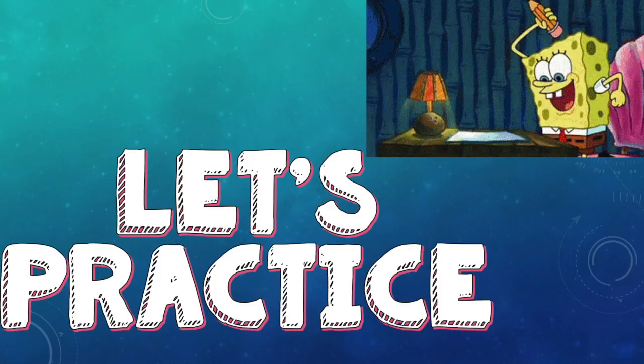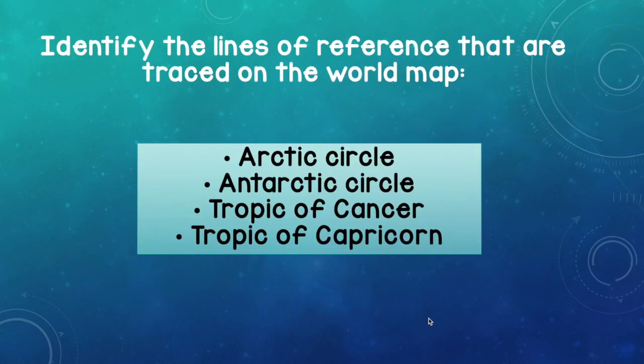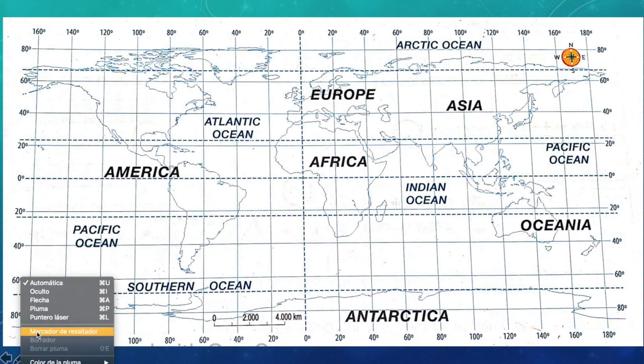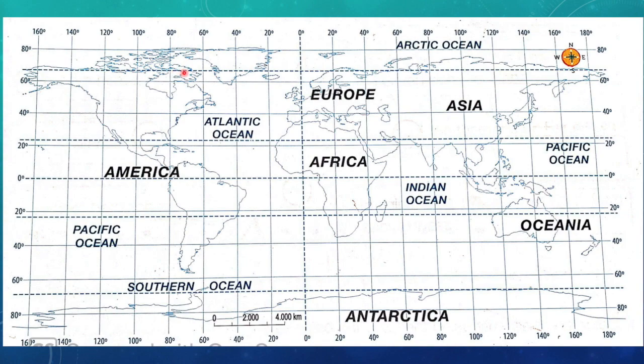So now let's practice what you have learned so far. I want you to identify the lines of reference that are traced on the world map, and these lines of reference are the Arctic Circle, the Antarctic Circle, the Tropic of Cancer, and Capricorn. So let's see, this is a world map, and I want you to identify the main lines. So let's start with this one. What is the name of this line? Okay, you know that this line is located at the north of the equator line. That's right, this is the Arctic Circle. Now with this one, you know it's located also in the northern hemisphere. This is the Tropic of Cancer.